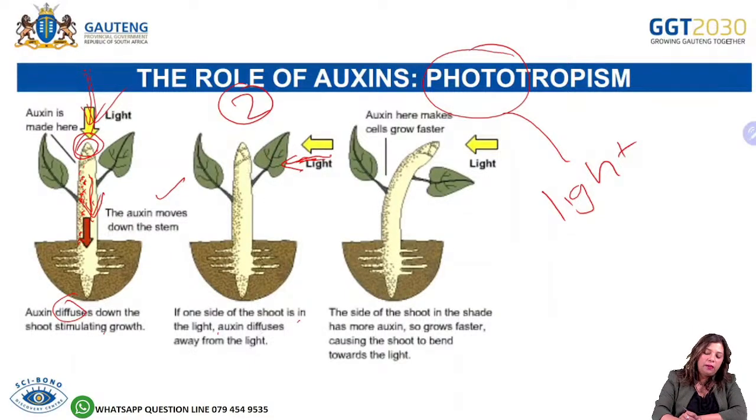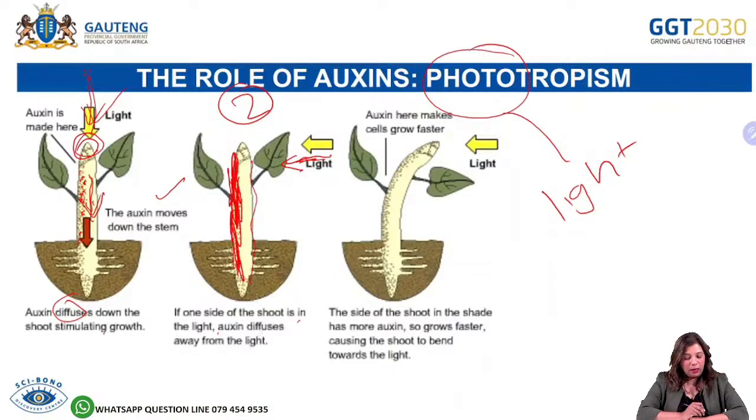Okay, like that. So if one side of the shoot is in the light, the auxin diffuses away from the light. Can you see? On this side, there is nothing. You won't find auxins there, because we know what happens when auxins are exposed to light. They are killed by the light. So the auxins diffuse. They keep moving, and they are now on the one side. Can you see where the auxins are concentrating? On the left side of the shoot. Because this side has more auxins, it grows faster.